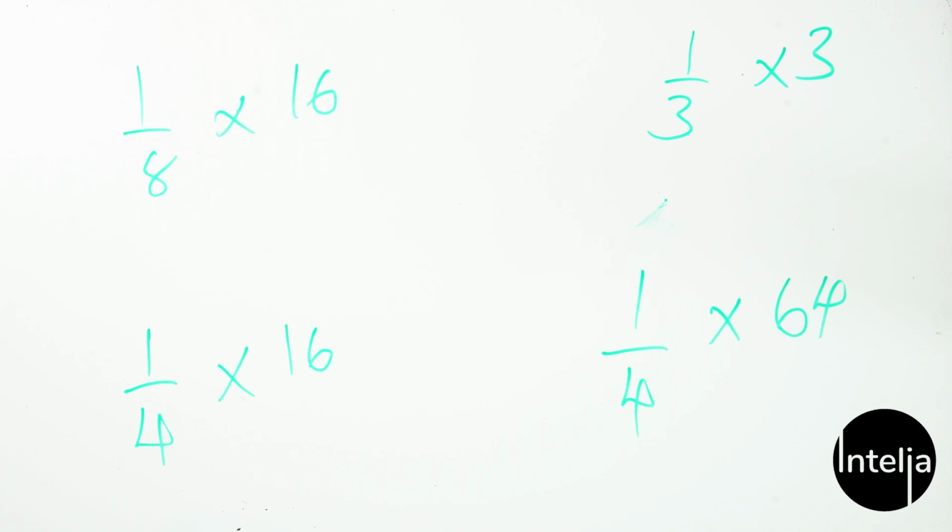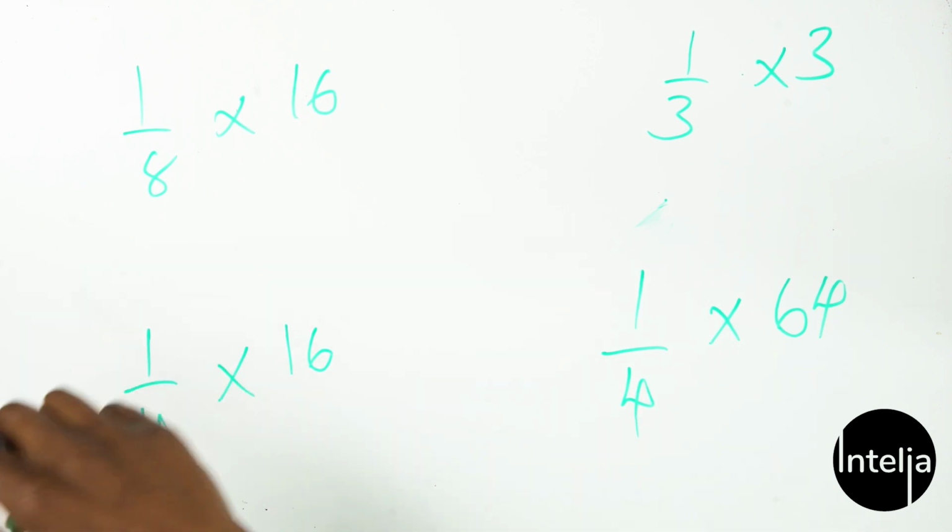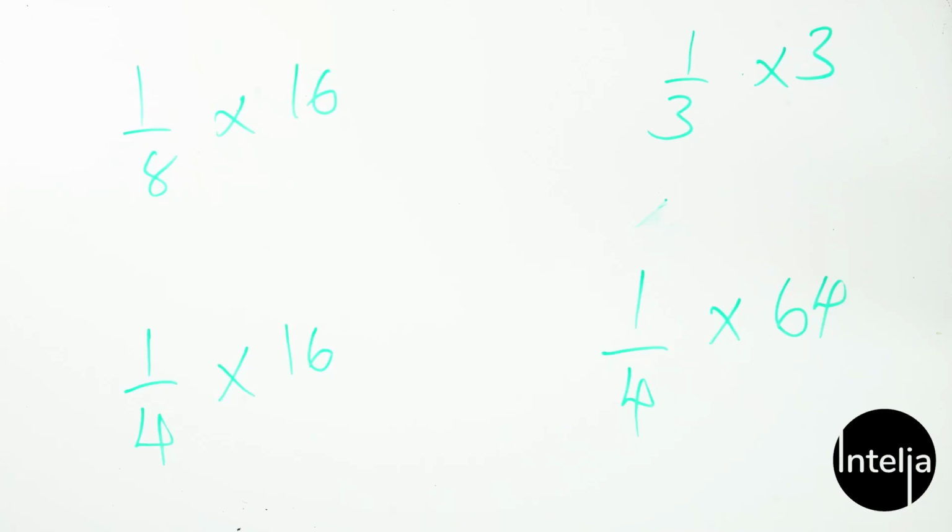So here we're multiplying fractions by whole numbers. I have my first example here, which is 1 over 8 times 16. The other one is 1 over 3 times 3. The other one is 1 over 4 times 16. The other one is 1 over 4 times 64.